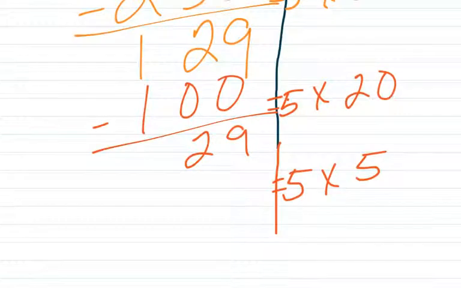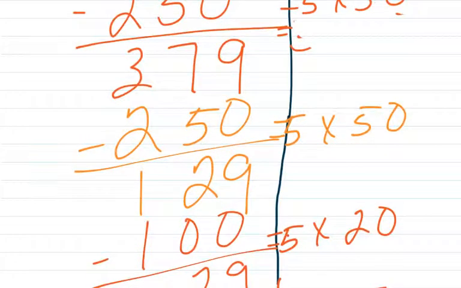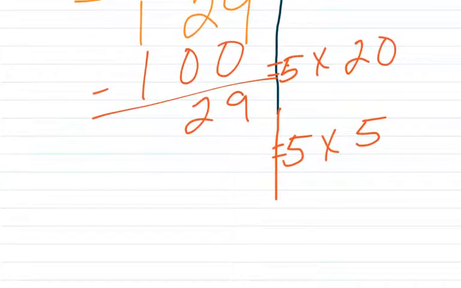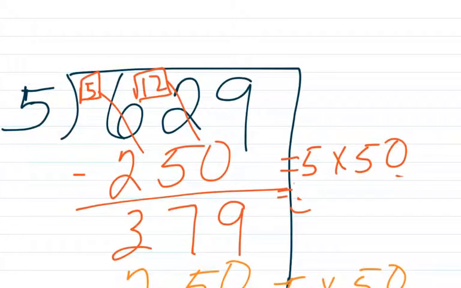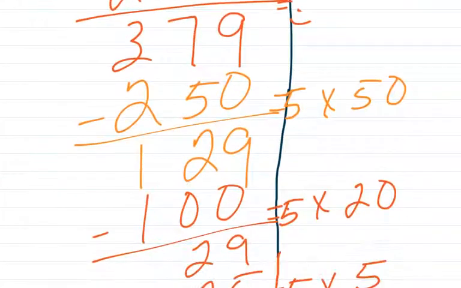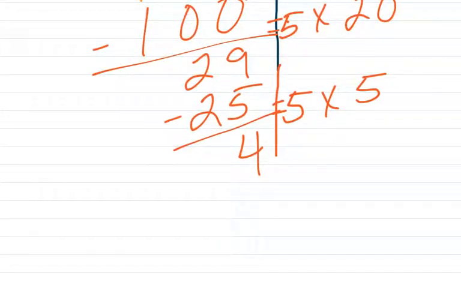So now, since I know that 5 times 50 is 250, I know that 5 times 5 is 25. So I can use that. 5 times 5 is 25. 29 minus 25 is 4. I'm making groups of 5, so I can't make a group of 5 with 4. Or I can't share 4 between 5 people.